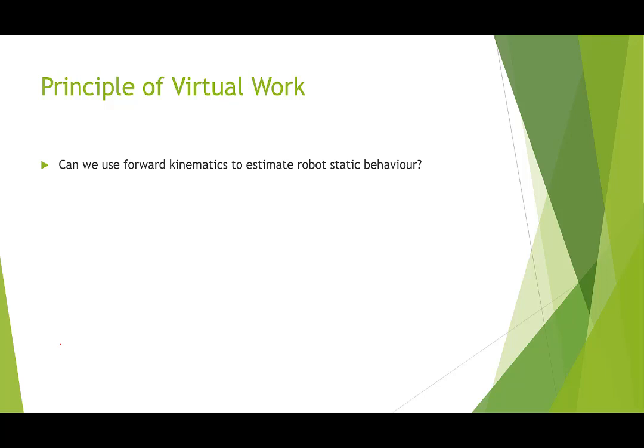Consider a robot that, let's say, has three links with joints here, and there is a force applied to it. Let's say the motors at the joints apply a torque to stay at the equilibrium, so the robot is not moving.